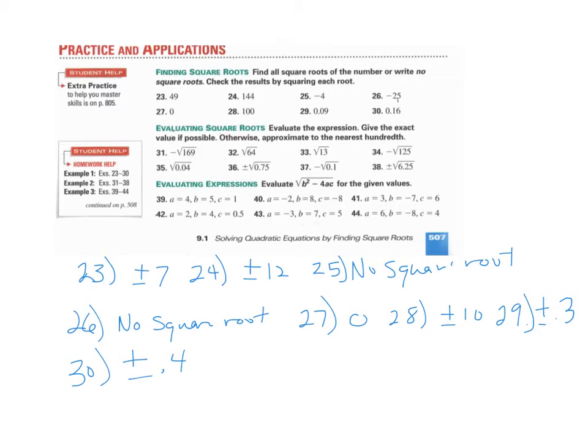Alright, now we go to the next part. Evaluate the expression, give the exact value if possible, otherwise approximate to the nearest hundredths. So we've got 31. The square root of 169. So that's going to give us negative 13 because that negative sits out in front. 32 is going to give us 8 times 8. It's going to be 64. The square root of 13, this is not a perfect square, so that's going to be 3.61.